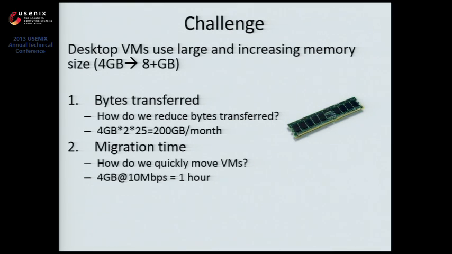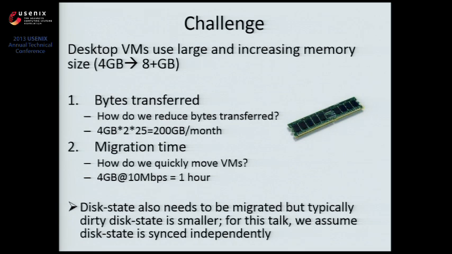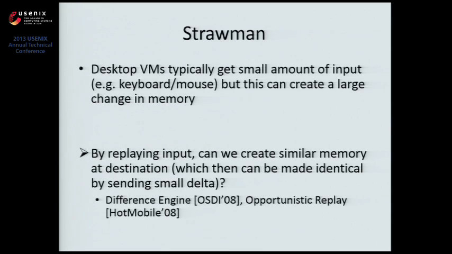When I'm home, I quickly want the VM near where I am so that I can do something. And that, for a 4 GB VM, can take an hour or more, right? So reducing bytes transferred can help, but if you do heavy-duty compression, it might actually be slower, and you might save bytes, but you may not reduce the transfer time. So you really want to optimize both these metrics. And I just want to say, disk state also needs to be migrated for this scenario, but some studies have shown that the typical dirty disk state is smaller than the memory dirtying, and for this talk I'm going to assume the disk state gets synced independently, but there's some work on that as well.